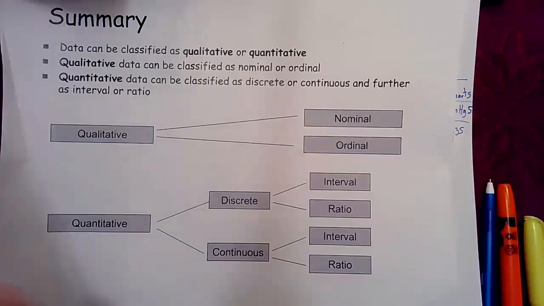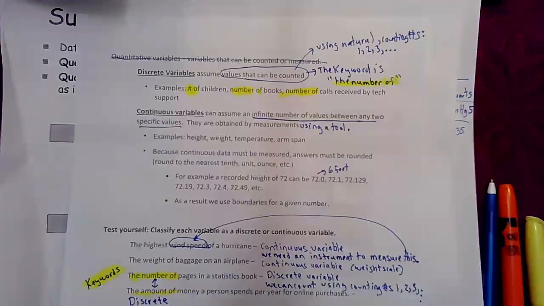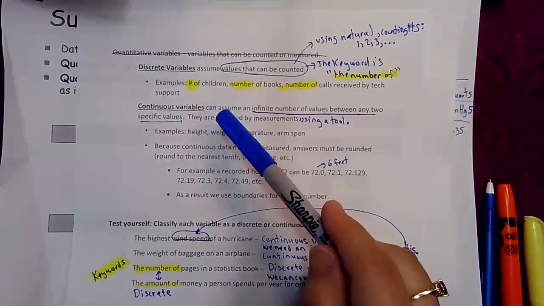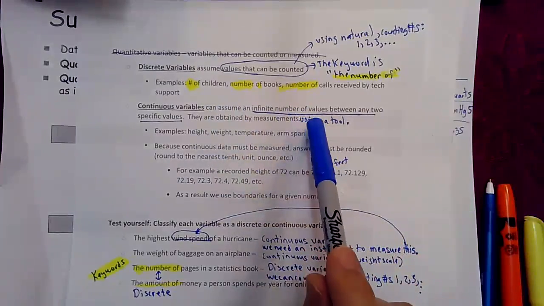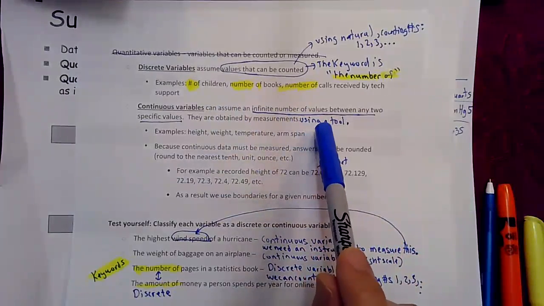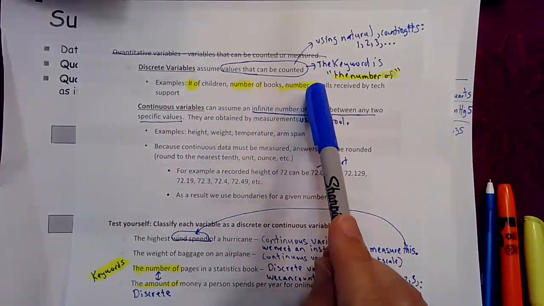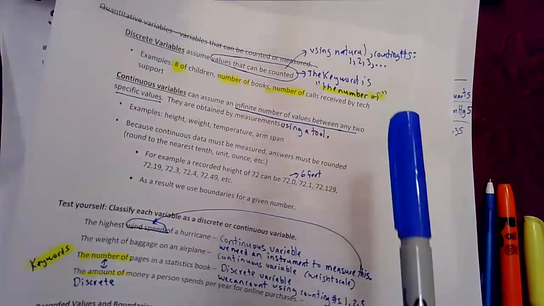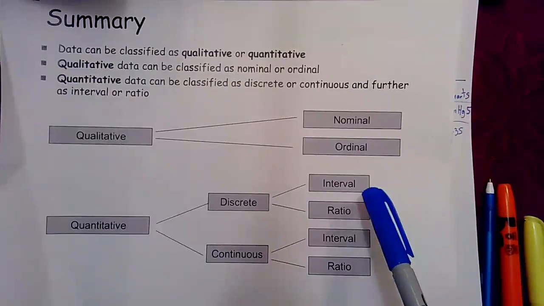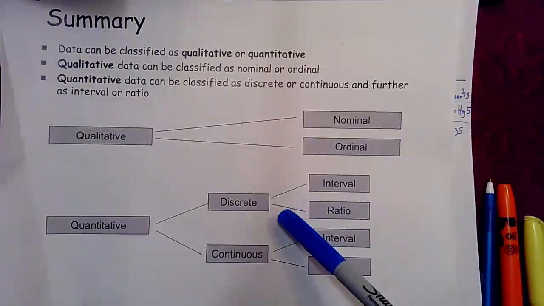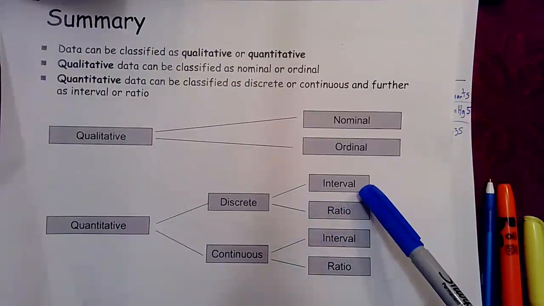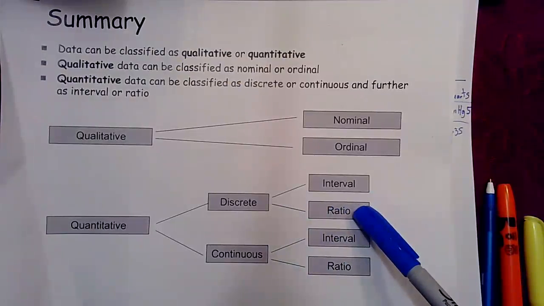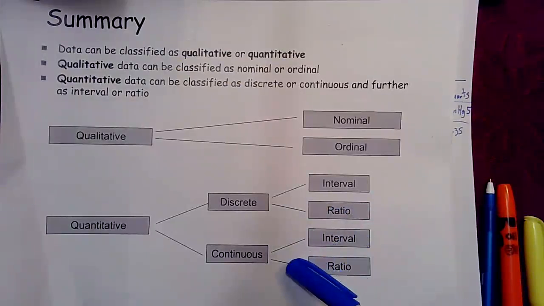Yeah, if I go back to that sheet that had continuous and discrete. Remember we said continuous, you would have to have a tool to measure that, whereas discrete, we had the keyword, the number of, okay? So those in discrete, you could have interval and ratio measurements involved, and also continuous, you could have interval and ratio measurements involved. But that's a good flow chart.